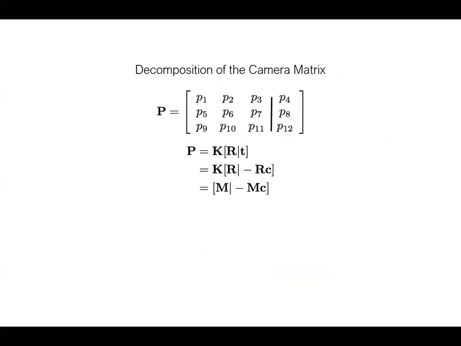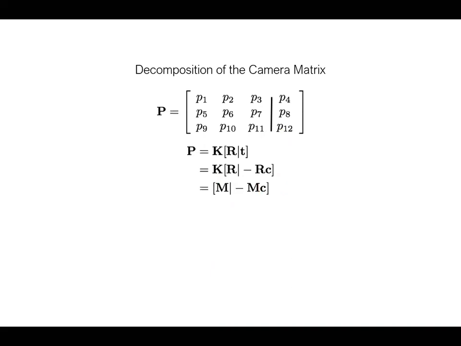P equals K multiplied by the rotation and translation, where translation is minus RC, if you recall. If you do this, K multiplied by R, minus RC. K multiplied by R, I will call this M, and K multiplied by minus RC, K multiplied by R is M, so it is minus MC. So now I have P equal to that. My target right now is how to decompose this P into the extrinsic component and the intrinsic component. I need to decompose that.